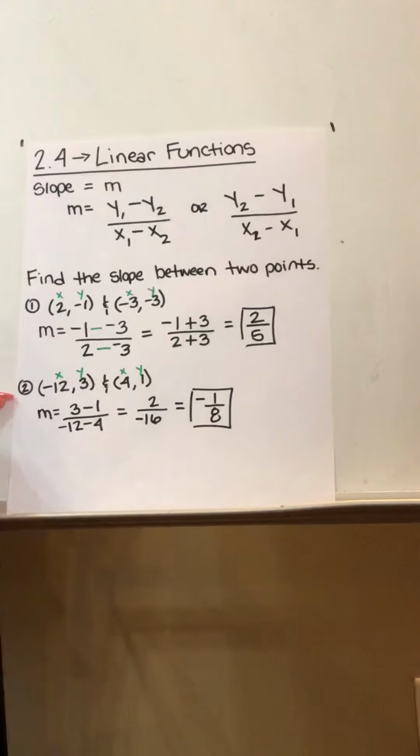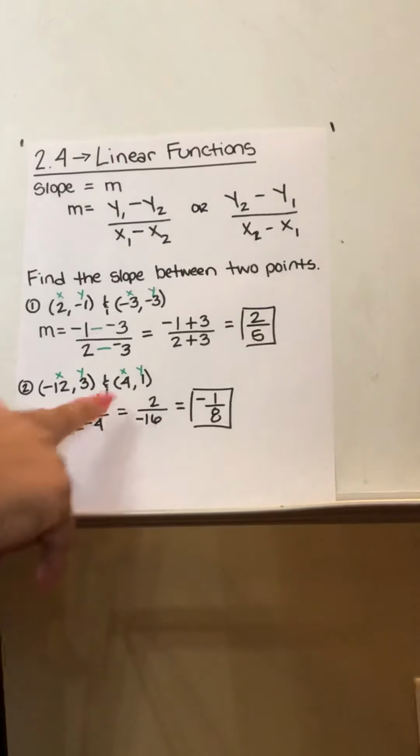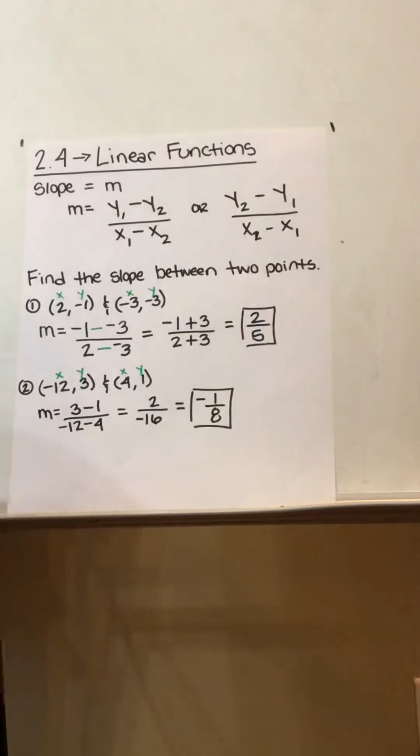On the second 2 points, I give you (-12, 3) and (4, 1). To find the slope, I took my y numbers, which would be 3 minus 1, which will give us 2. Then our x numbers, -12 minus 4, which will give us -16. Like any fraction, you must reduce. So 2 over -16, take the negative to the top, obviously, reduces to -1/8.